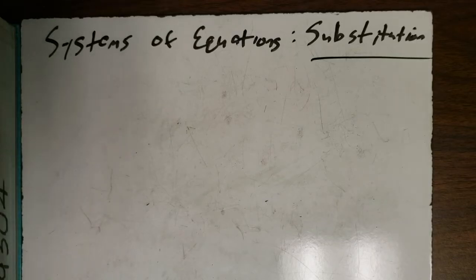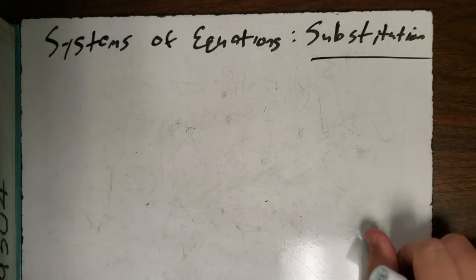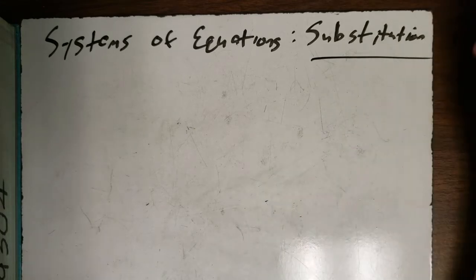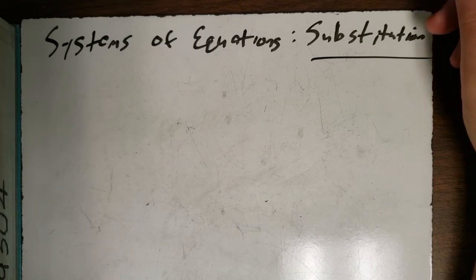Today's topic is about solving systems of equations by using substitution. There are different ways to solve systems of equations, and we're going to go through those different ways. But our first way is through substitution. Now, the end game for all of these is that your answer is going to be a point. It's going to be x, y, and you're solving for both x and y.